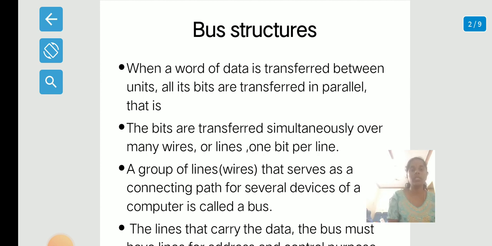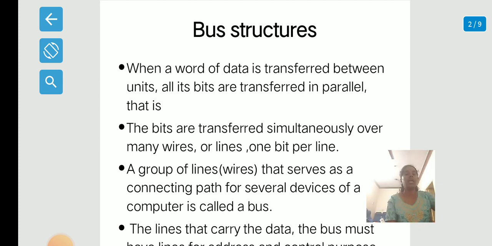Now, my topic is bus structure. When a word of data is transferred between units, all its bits are transferred in parallel. The bits are transferred simultaneously over many wires or lines, one bit per line. A group of lines or wires connected for internal communication of a computer is called a bus structure. The bus structure can actively connect input, output, CPU and memory.